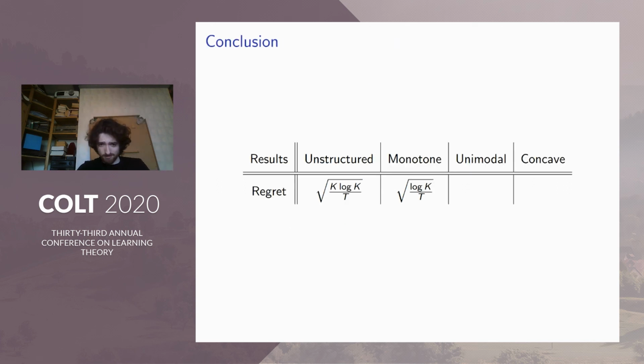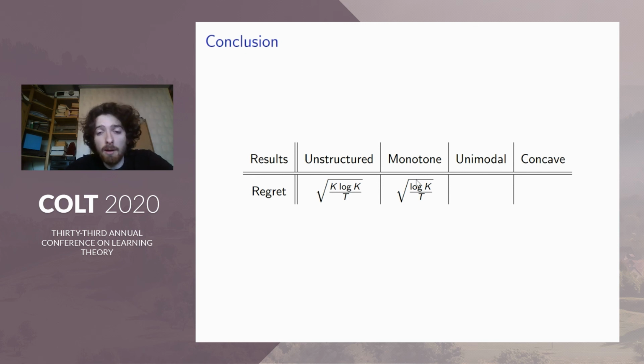So to conclude, we have the unstructured and monotone settings, where we have the minimax rates of root k log k over t and root log k over t, respectively. Now, unfortunately, we don't have time during this talk to go in detail for the unimodal and concave settings, but we can have a little think about what the minimax rates might be. So in the unimodal case, if we knew the mode, then we could separate this problem into the monotone setting, because we have a monotonically increasing sequence and a monotonically decreasing sequence. So we'd think that maybe the minimax rate might be the same as the monotone setting.